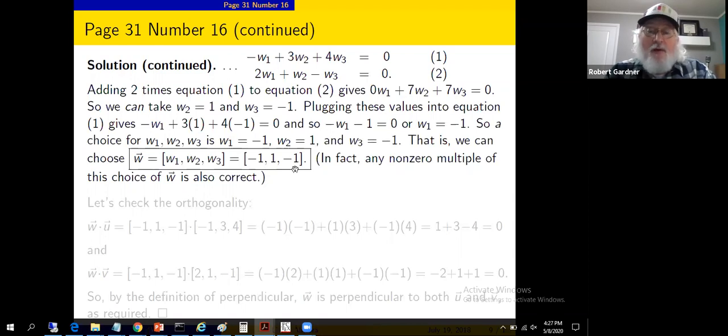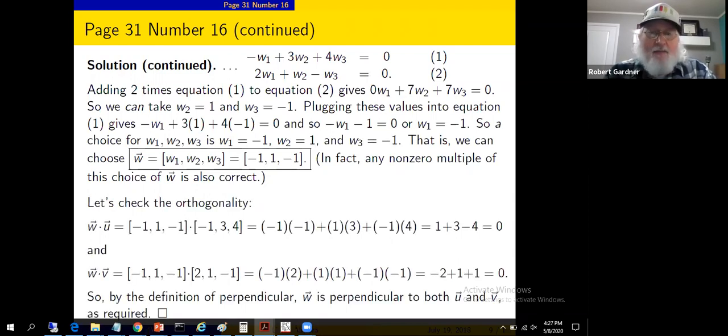Let's see if it worked, and then go back and make some comments. Dot product of w with u. Okay, w is this thing, negative 1, 1, negative 1. Dot it with the u vector. The u vector, I guess, was negative 1, 3, 4. Indeed, the dot product's 0. Check it with the v vector, 2, 1, negative 1, I guess it was. Indeed, the dot product is 0. So w really is perpendicular to both u and v, and it's not the 0 vector.